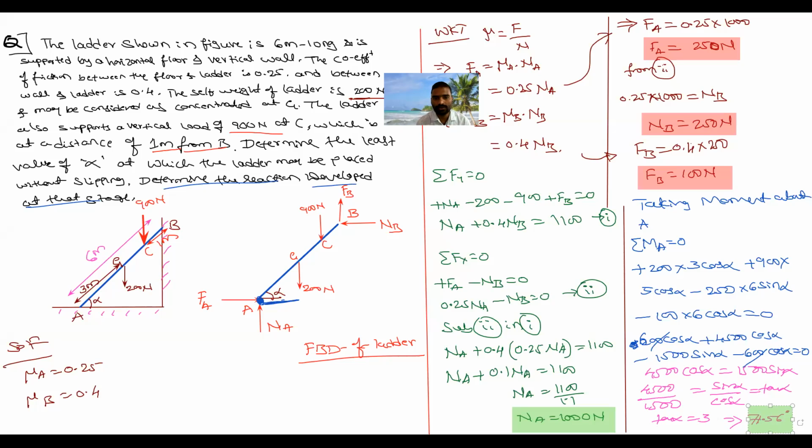Is it clear, everyone? See what all I have done. I have taken sigma fx, I have taken sigma fy, and I have found all the reactions. But my intention is I want to find out the value of alpha. So in order to find out the value of alpha, I have used the moment equation. Okay, so take down all of it.